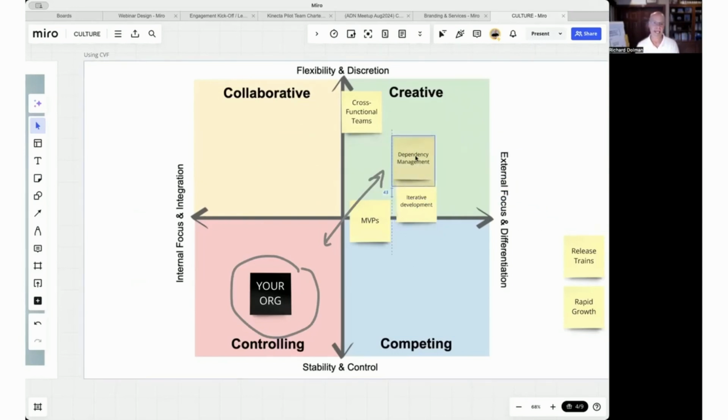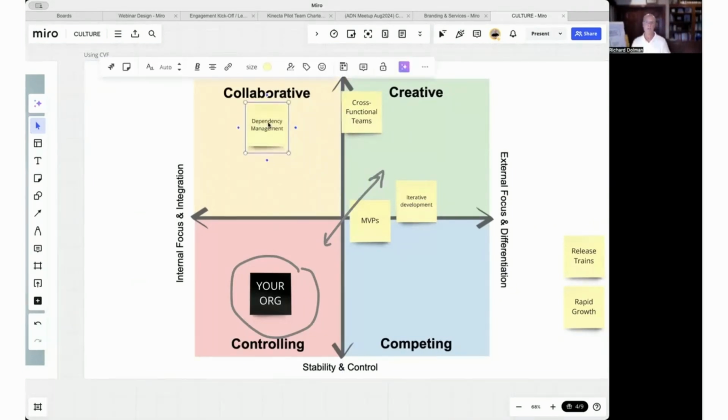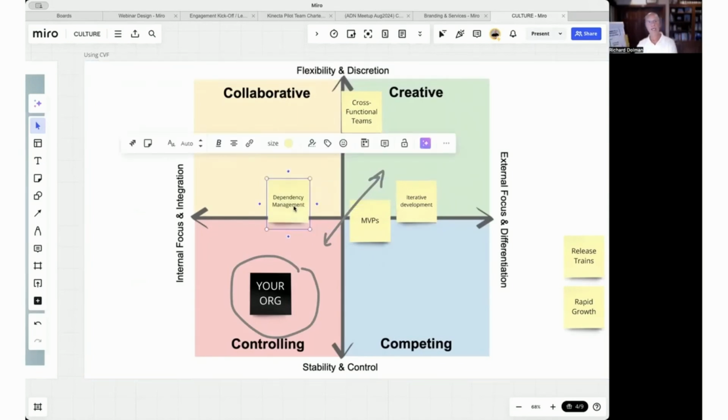You mentioned dependency management. So the first dimension of dependency management to me really comes up under collaboration, right? How do we collaborate together to deliver our products? And while the first element of that starts up in collaboration, once we start to get the management of those dependencies in place, we actually start to move down into the control area. Now, there's an element of creative and competing that exists there, but I don't want to spread it too thin.